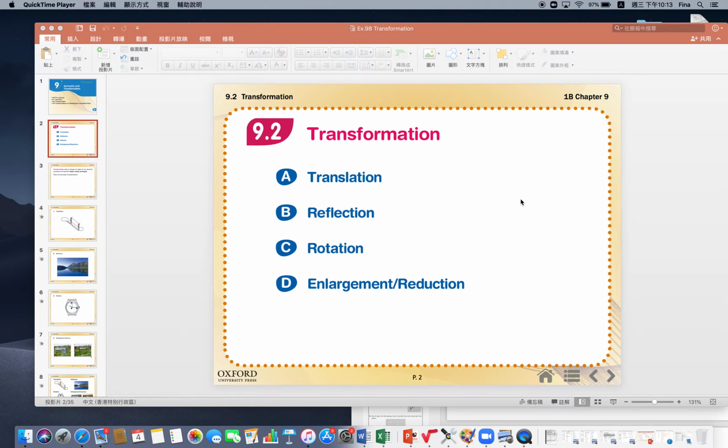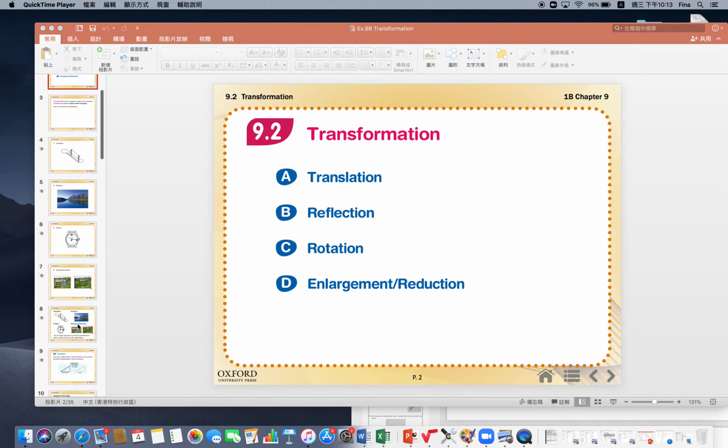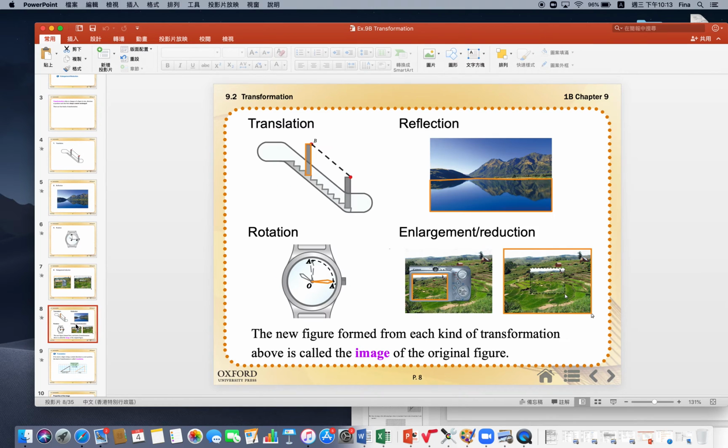Now let's look at the second section of chapter 9, and this is the transformation. For the transformation, there are 4 types: translation, reflection, rotation, and the last one is the enlargement or reduction. For these 4 types, I just want to skip some slides and look at this slide to summarize all 4 types of the transformation.